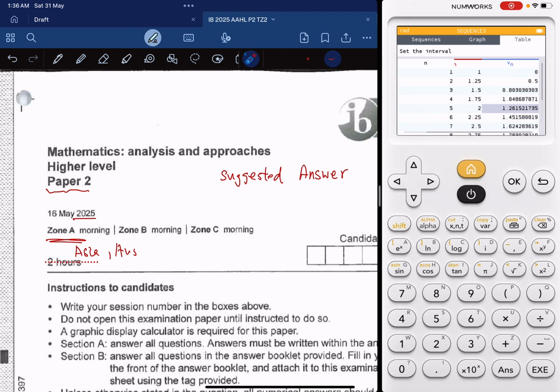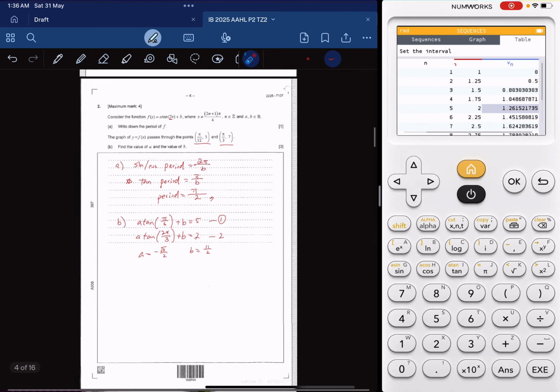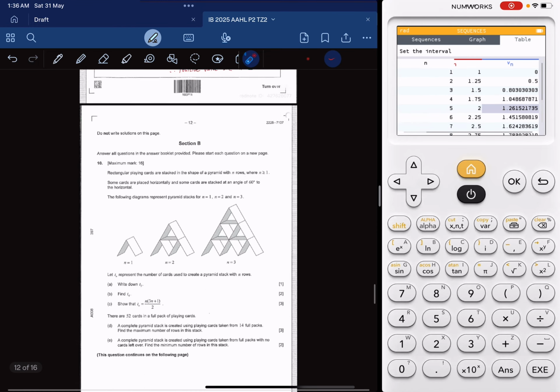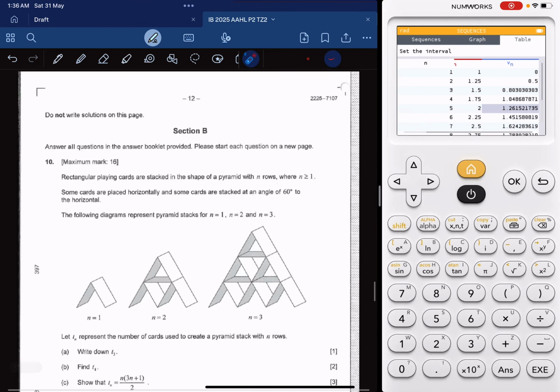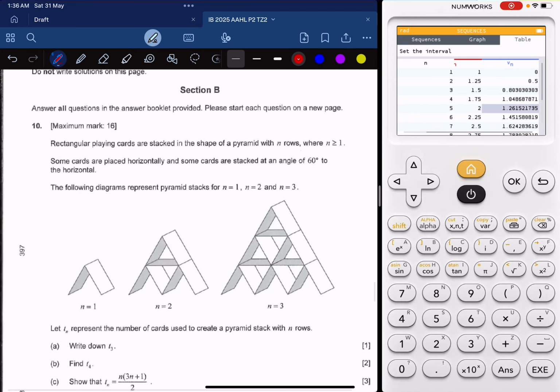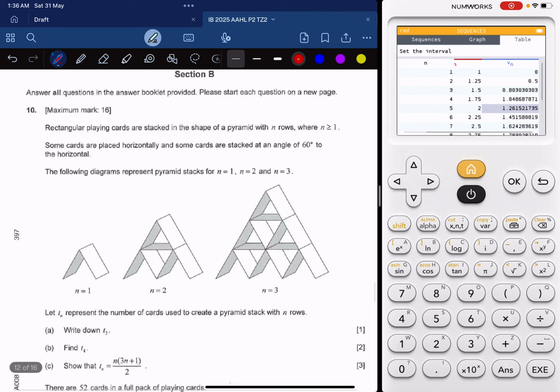This is for the times of Asia and Australia as well. So let's go through session B. I found this paper more tedious than difficult. Okay, so let's see. Number 10. This is an essay question. This looks like a sequence question to me.